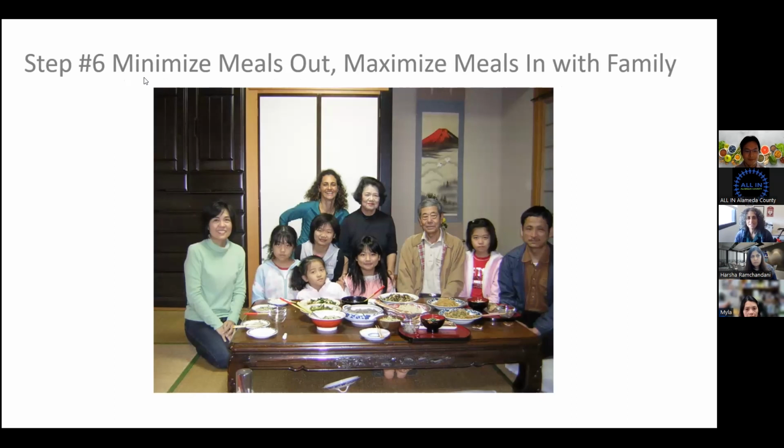And step number 6 was minimize meals out and maximize meals in as well. This is also part of step number 6. I included this photo because about 10 years ago, a little more now, I was asked to be a visiting professor at the University in Okinawa, at Chubu Medical School. And ironically I was asked to come there to teach nutrition in the internal medicine department.